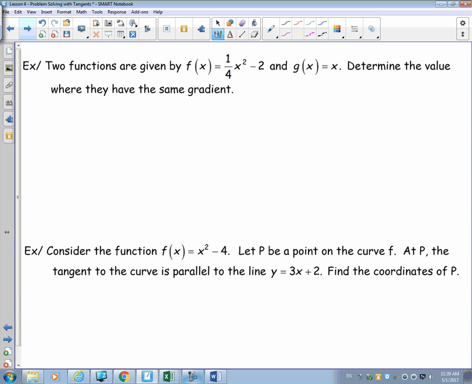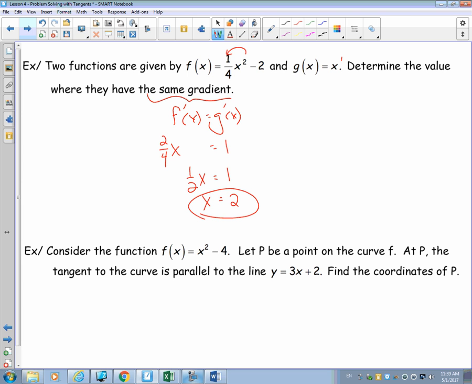All right, let's try some more problems. Two functions are given, f and g. Determine where they have the same gradient. In other words, where is f prime equal to g prime? Because at those points, they have the same tangents. So let's find them. F prime at x is 2 times a quarter makes 2 quarters x. G's derivative is a nice one. 1 times x is just 1. And there's my derivative. So in other words, I have 1/2 x equals 1, or x equals 2. Oh, I figured out the value where they have the same gradient. It happens when x is 2.